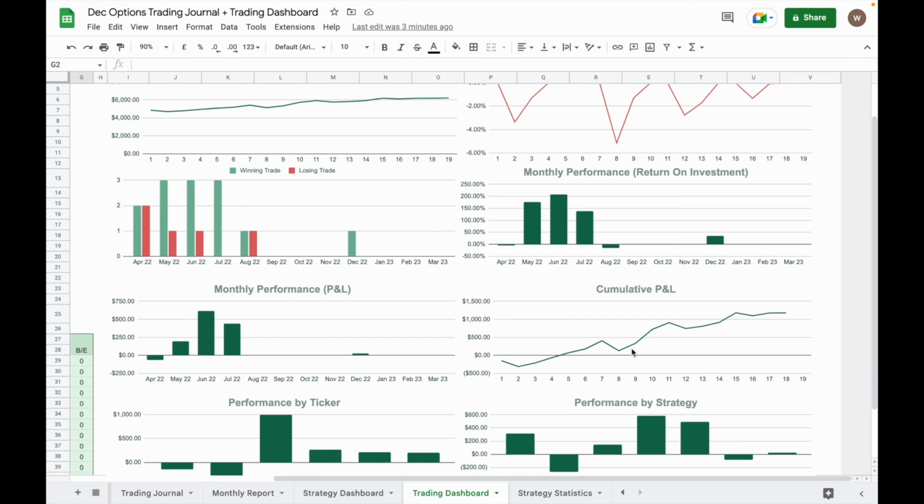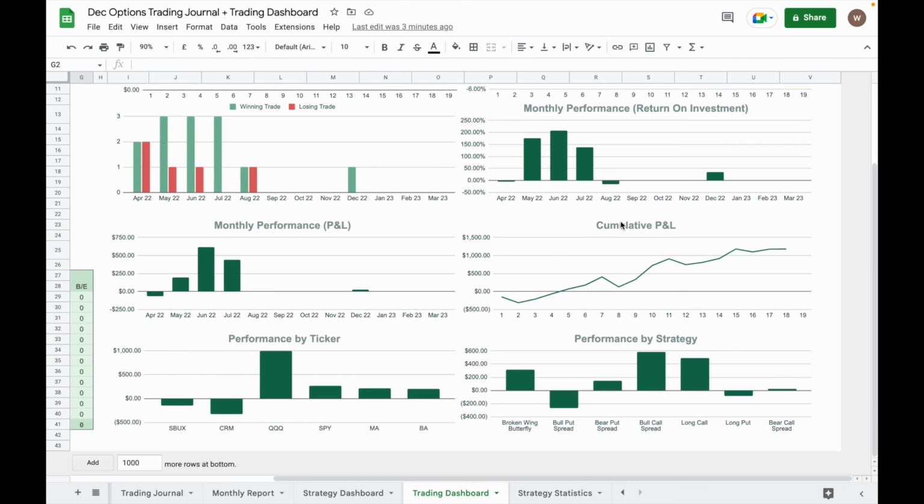You can also have a glance at the overall performance of individual tickers and trading strategies to know how individual tickers and strategies have contributed to the overall performance of the account, as well as the monthly performance in terms of return on investment, profit and loss, and winning and losing trades.